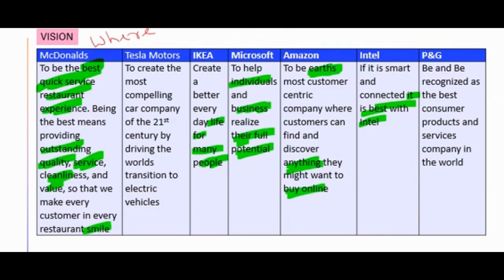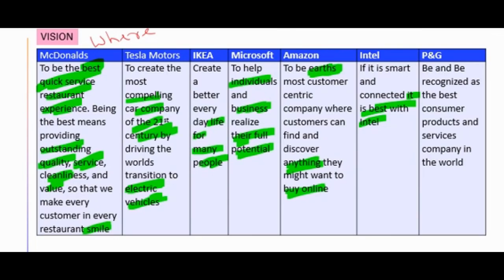So let's take another one which became famous recently, Tesla Motors. What Tesla Motors says: to create the most compelling car company of the 21st century by driving the world's transition to electric vehicles. They created a trend now. Most of the car manufacturers are now into manufacturing electric vehicles, right? So they are trying to reach this position.